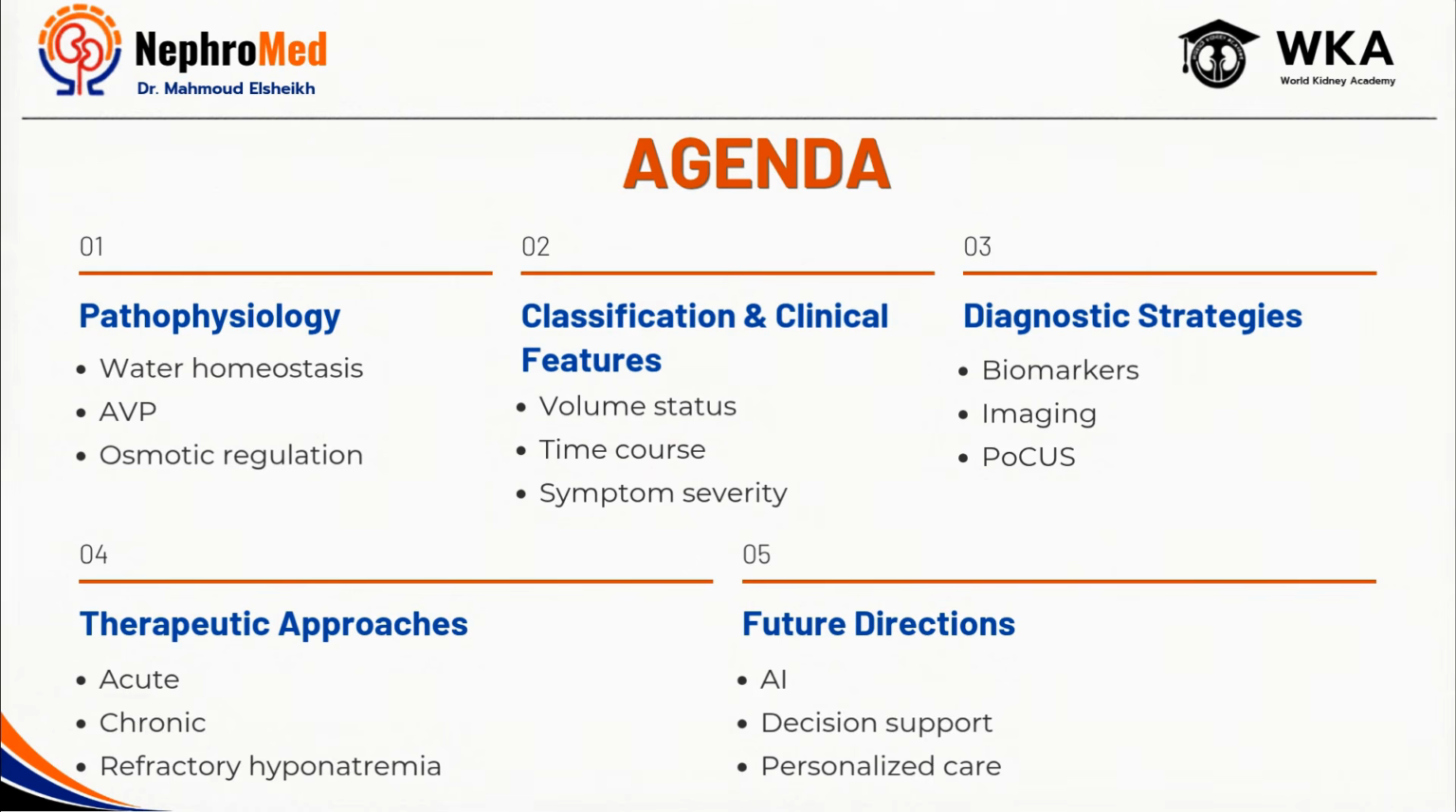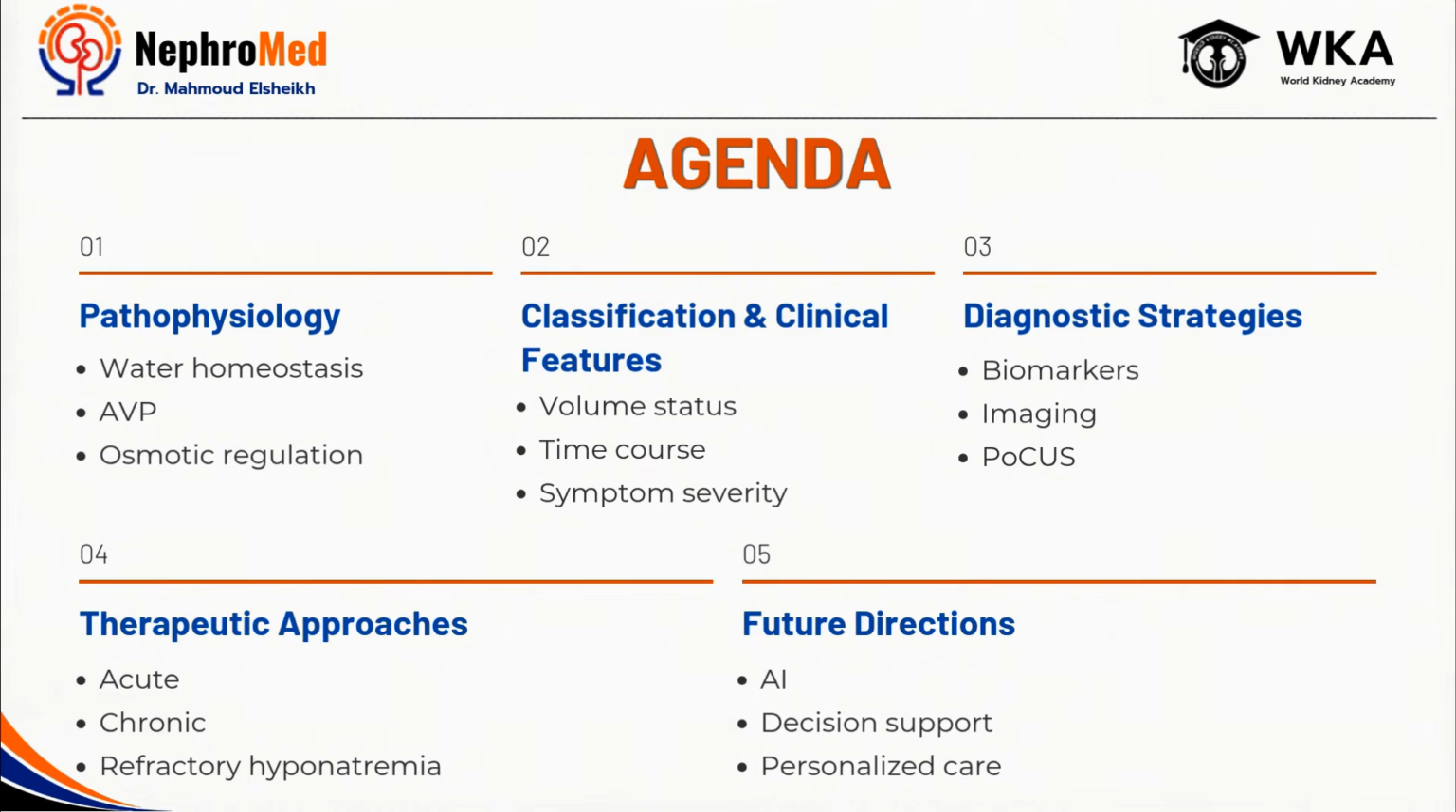All right, everyone, let's start with a quick roadmap of what we are going to cover today. First, we will go through the pathophysiology of hyponatremia, mainly how water balance is regulated, the role of AVP, and the fundamentals of osmotic control. Then we will move into classification and clinical features. We'll talk about how to approach hyponatremia based on volume status, the time course, and whether it's acute or chronic, and how symptom severity changes management decisions.